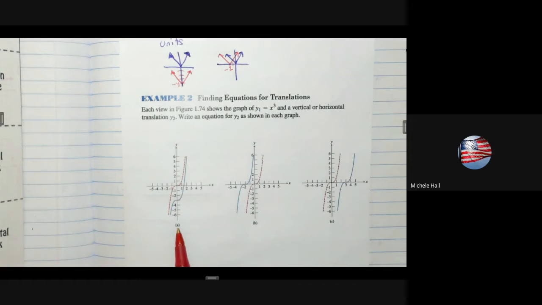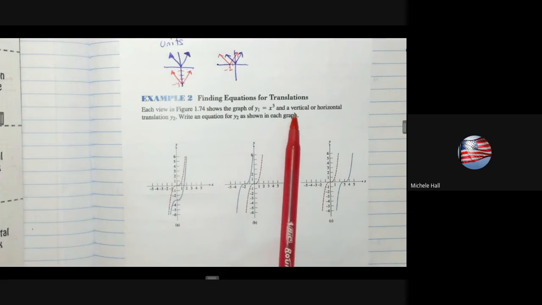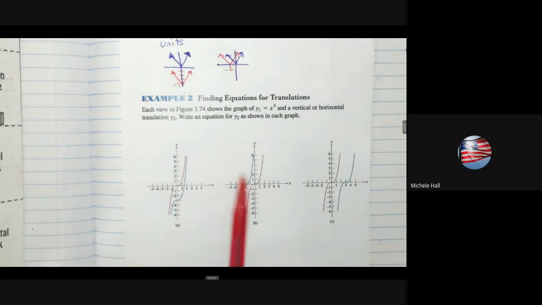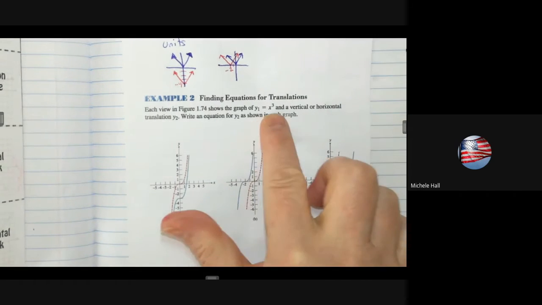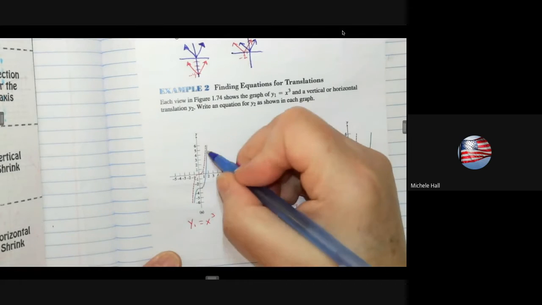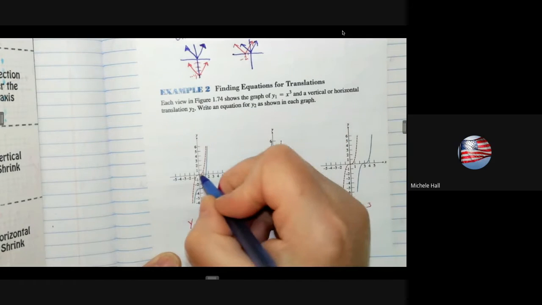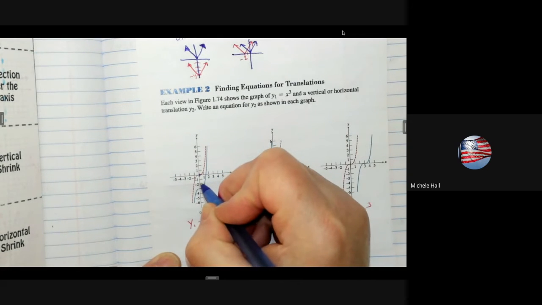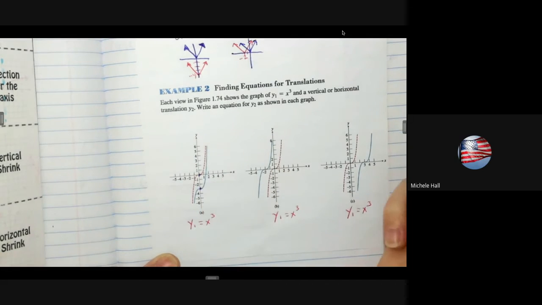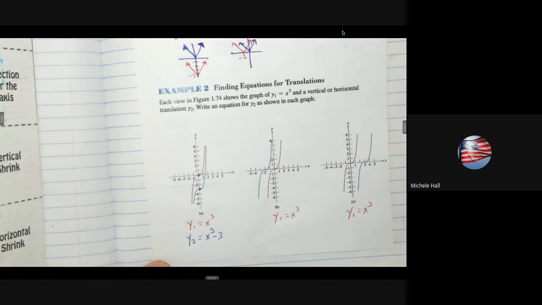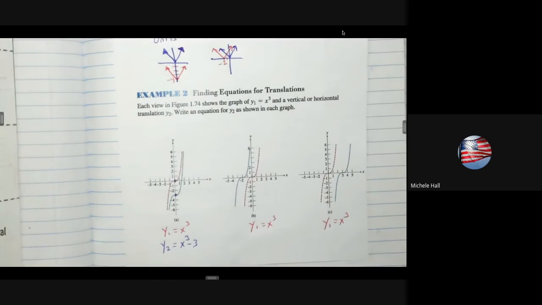Example 2, finding equations for translations. So we have the first graph is x cubed in the red, and a vertical or horizontal translation. Write an equation for y2 shown in each graph. So we have y1 is x cubed. Here, the blue is going to be our y2, and we can see that it's been shifted down. It was here, and it went down 1, 2, 3 units. So we just shifted down 3 units. y2 would be x cubed minus 3 to shift on the y-axis.